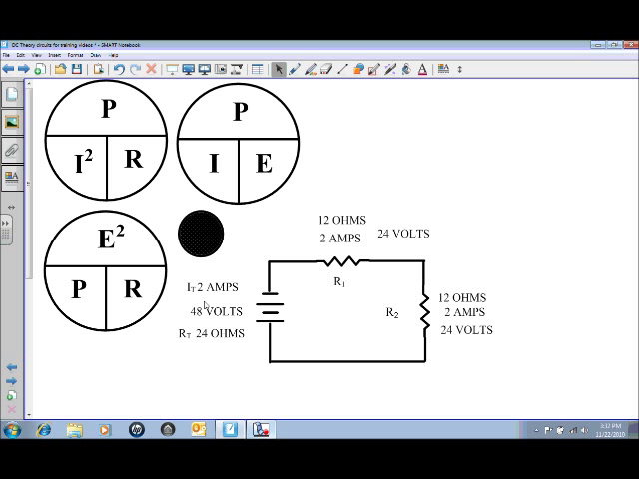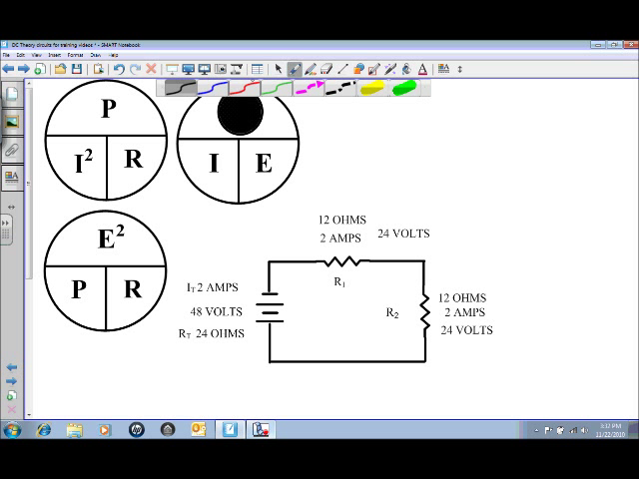So we have a total current flow of 2 amps, a source voltage of 48 volts, and a total resistance of 24 ohms. You can use any one of these three values to calculate your power total. So we'll use this formula first. The power is equal to I times E, or your total power in this case is I total times E total. So write that out real quick.